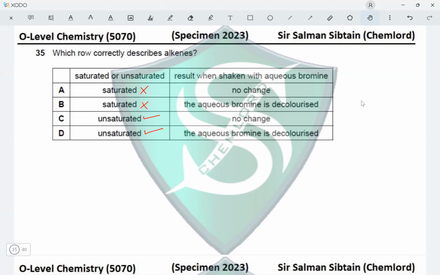Now, a test for alkenes is that when aqueous bromine is shaken with alkenes, the double bond reacts with the bromine present, and the color of bromine discharges or decolorizes. In other words, if you add alkenes to aqueous bromine, the brown color disappears. So option C says no change, which is wrong. And option D says the aqueous bromine is decolorized, which is correct, making option D the correct option for this question.